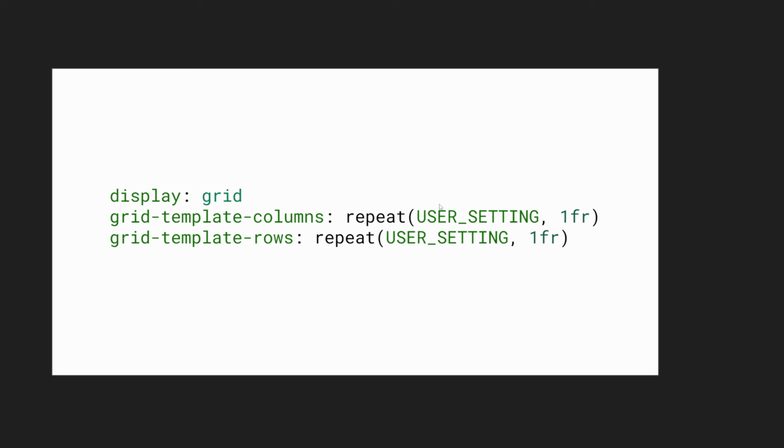So this user setting number will tell us how many columns and rows our layout will have. And here I say one fraction, but it's not really one fraction because the user can resize every column. But for now, we assume that every column will have the same width and height. So it's very easy to adjust. Okay, so this will create the grid with the container like that.